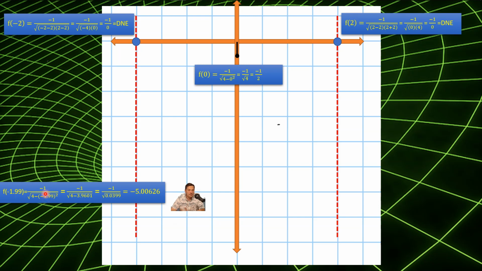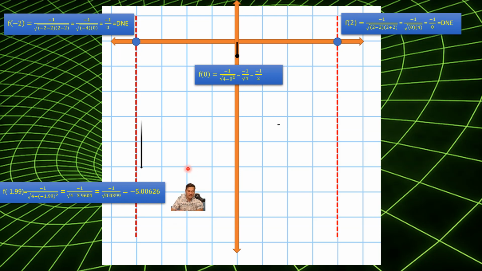Alright, you plug that into the function, it's going to give you -1 over the square root of 4 minus (-1.99) squared. Because the value of x is a negative number, you want to make sure that it's enclosed within parentheses so you do the squaring correctly. So we'll have -1 over the root of 4 minus 3.9601. Do the subtraction. That's this little number here, the root of 0.0399. Take the square root and divide that into -1. When you do that, you end up with -5.0, also about -5.